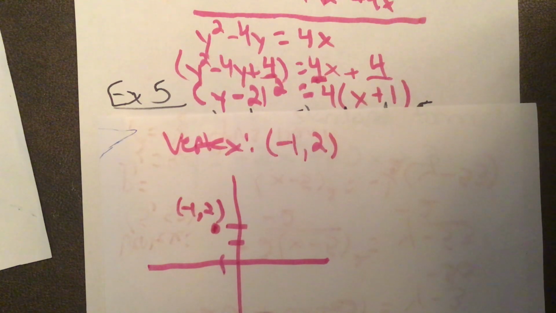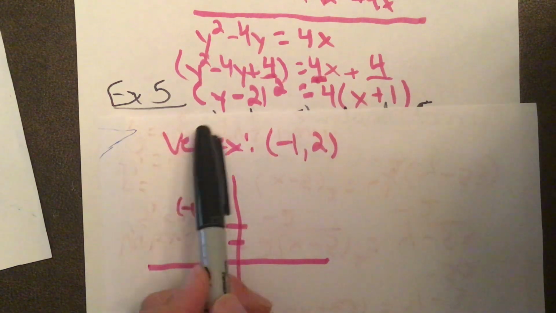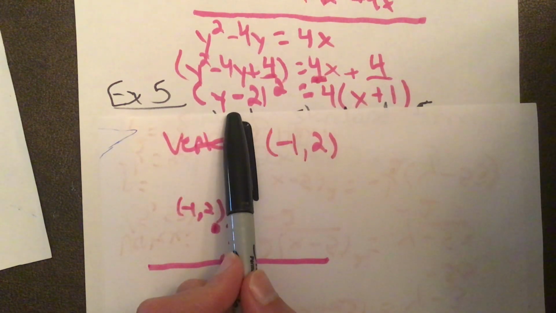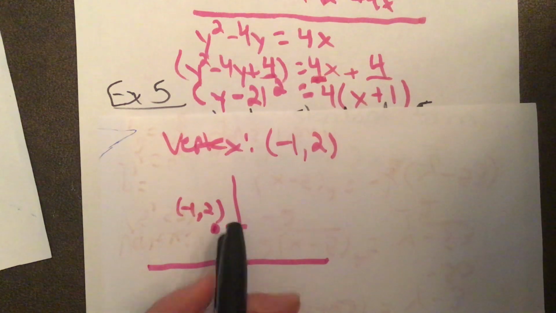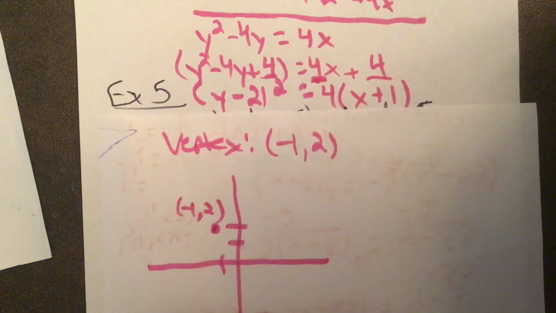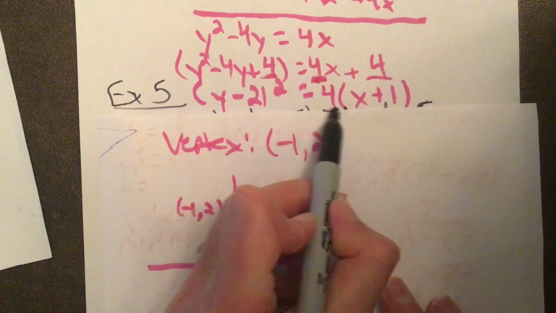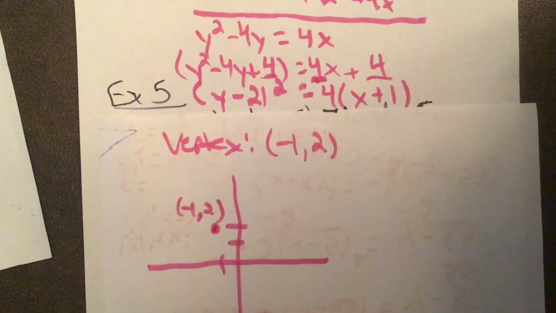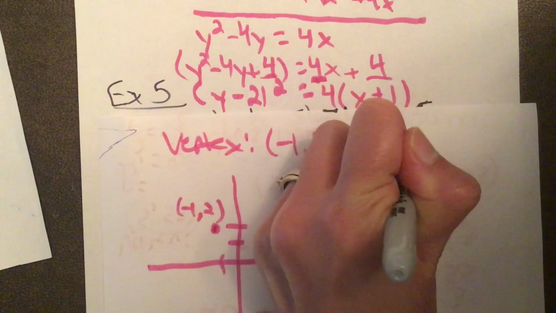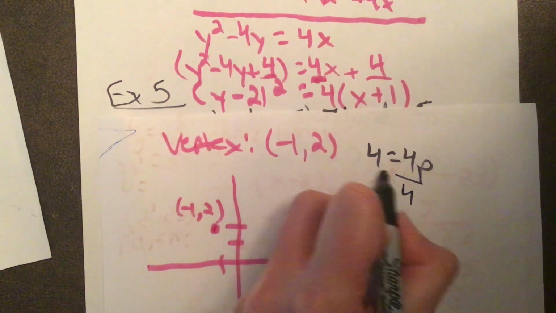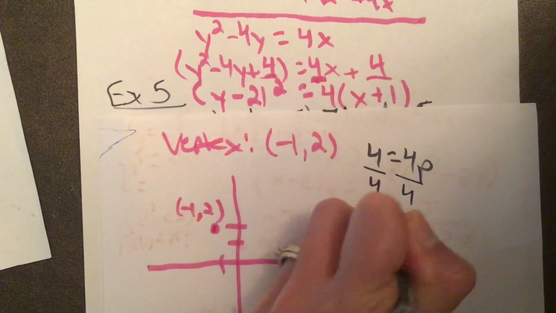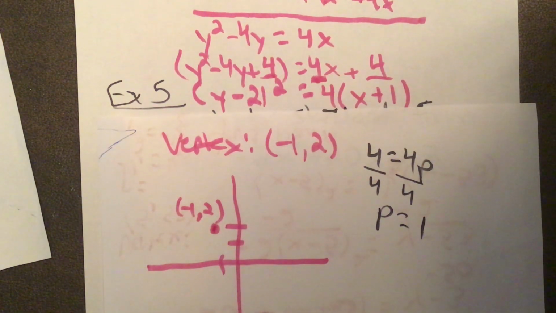The next thing I want to do is decide which way it opens. Is this an up-down or a left-right? Well, the y is squared, so we know it opens left or right. How do I figure out where my focus is and where my directrix is? That's by looking at this number here. Remember, the number out front is always equal to 4p. So I know that 4 is equal to 4p. If I want to solve for p, I'm going to divide by 4. So my p is 1.